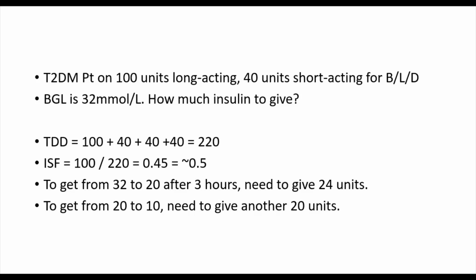Then, if, say, that goes exactly as calculated, and we then want to get their blood glucose level from 20 to 10, we need to give another 20 units of short-acting insulin because of the insulin sensitivity factor of about 0.5. You can see how if you just gave this patient 4 to 6 units of stat doses of short-acting insulin, the blood glucose level would not decrease by much at all. And so in these situations, being able to do these calculations becomes quite useful.